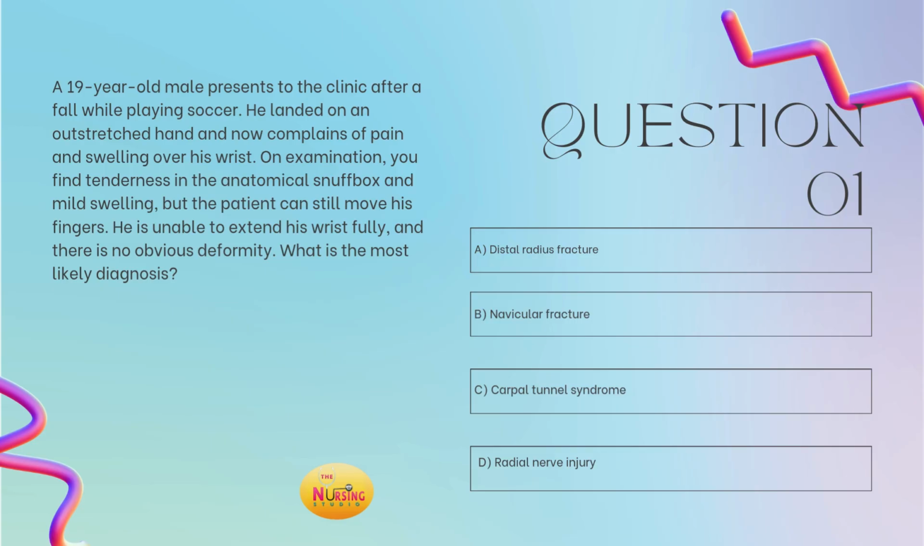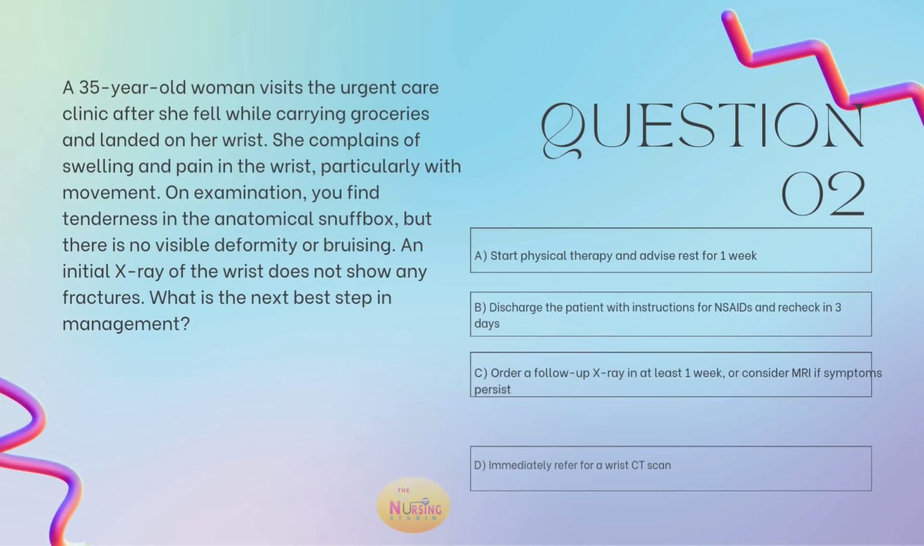So we have a 19-year-old male that comes in. He fell playing soccer. He landed on his outstretched hands and he's complaining of pain and swelling over his wrist. On exam, you find tenderness at the snuffbox and mild swelling. Y'all, this is classic presentation of what? B, navicular fracture, right? Those outstretched hands, wrist injury, snuffbox being the place of tenderness and swelling. Classic navicular fracture.